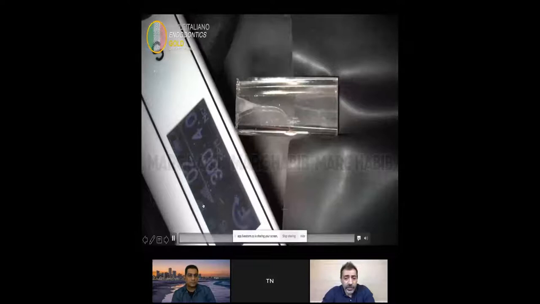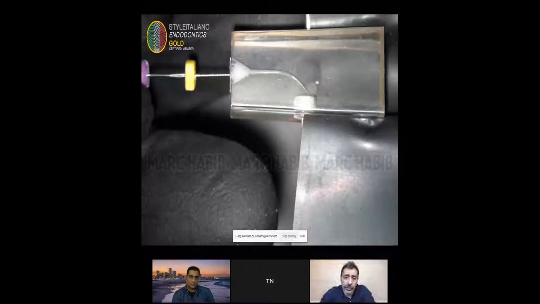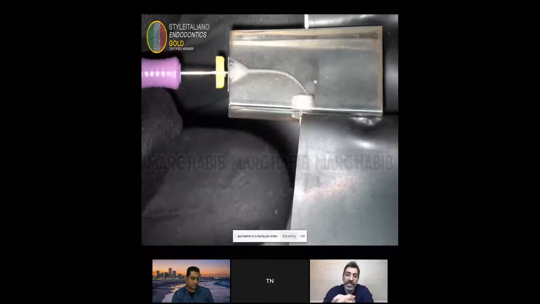So here, I'm using the D-Perfect motor, which is a very interesting motor. It has preset systems, continuous rotation and reciprocation rotation. On a resin block here, the first thing to do is to measure the working length. It is a replica of the tooth, so this is a simulator. First of all, we are going to put some EDTA gel to scout the canal, see if it's patent or not, and measure the exact working length.